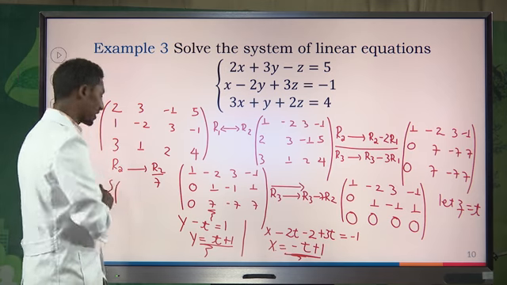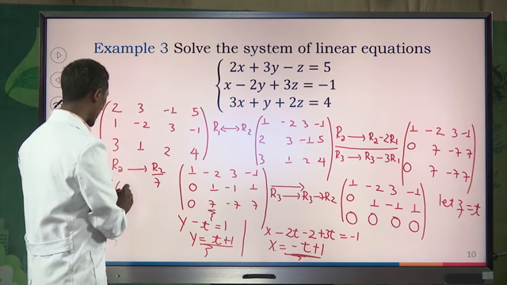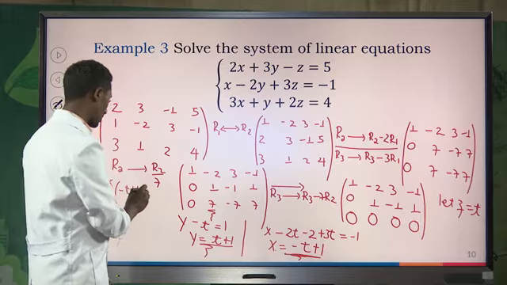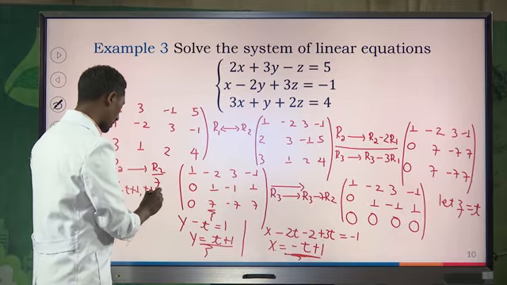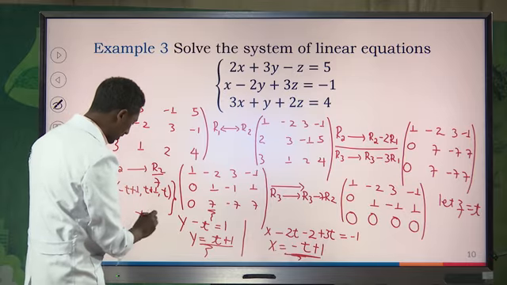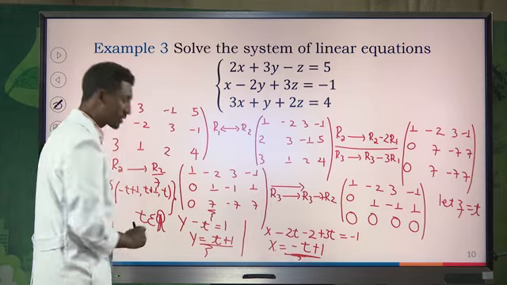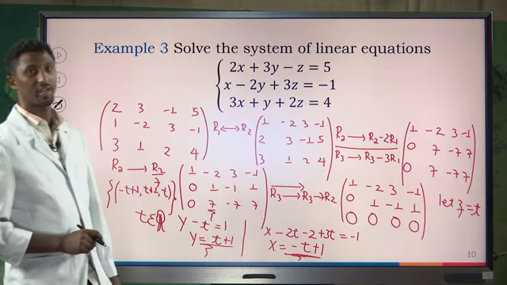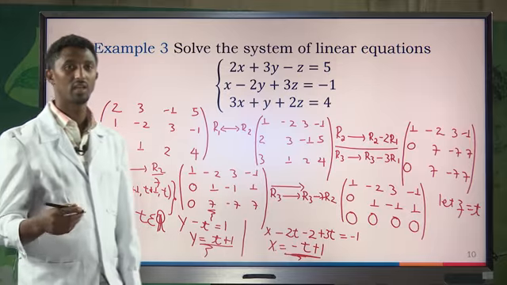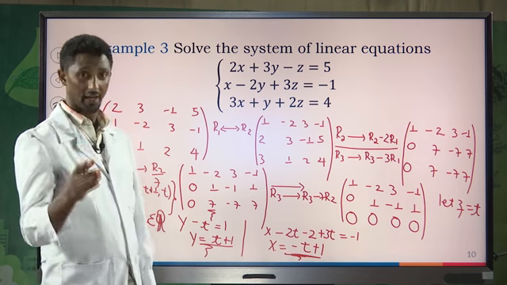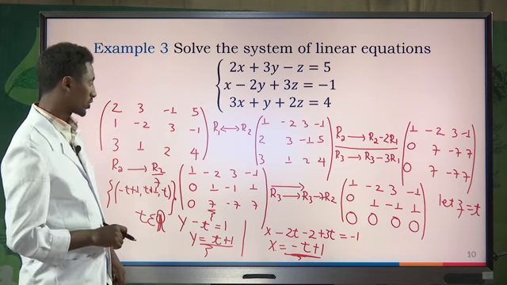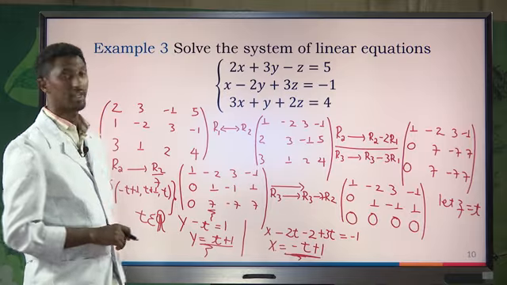Therefore, how can we write the solution set for this system of linear equations? It is the set containing x, what is x? Minus t plus 1. What is y in terms of t? It is t plus 1. And what is z? It is t, for t an element of the real numbers. So such a system of linear equations has infinitely many solutions, because if we take any t, the values of x and y depend on the constant t, so we'll have so many solutions to such a system of linear equations.